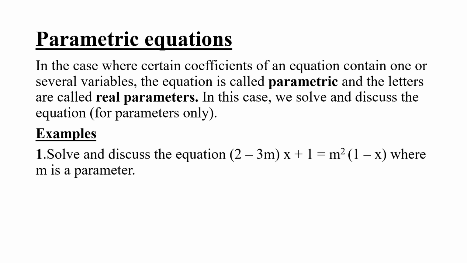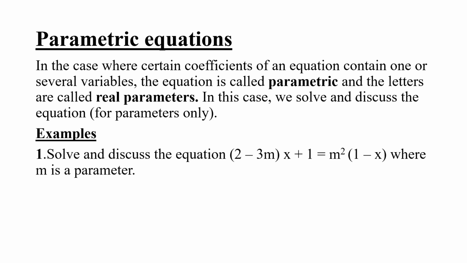In the case where certain coefficients of an equation contain one or several variables, the equation is called parametric and the letters are called real parameters. In this case, we solve and discuss the equation for parameters only. In simple words, parametric equations are equations with certain parameters. Then we have to solve the equation and then discuss for parameters only.